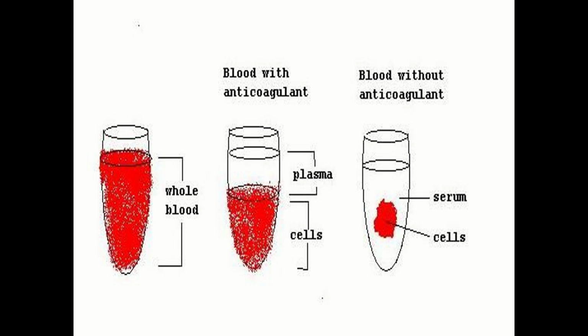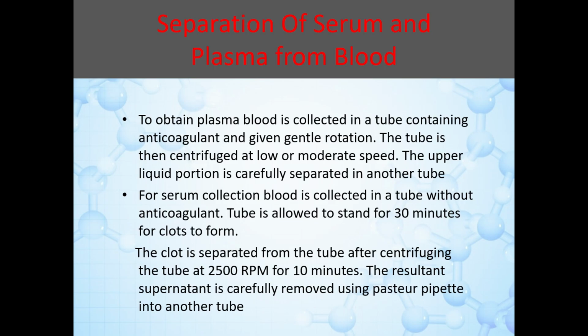Separation of serum and plasma from blood. To obtain plasma, blood is collected in a tube containing anticoagulant and given gentle rotation. The tube is then centrifuged at low or moderate speed. The upper liquid portion is carefully separated into another tube.